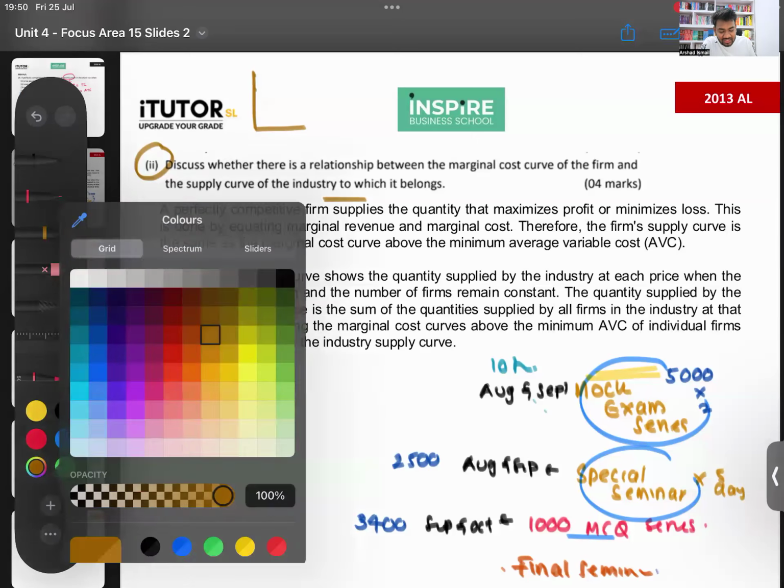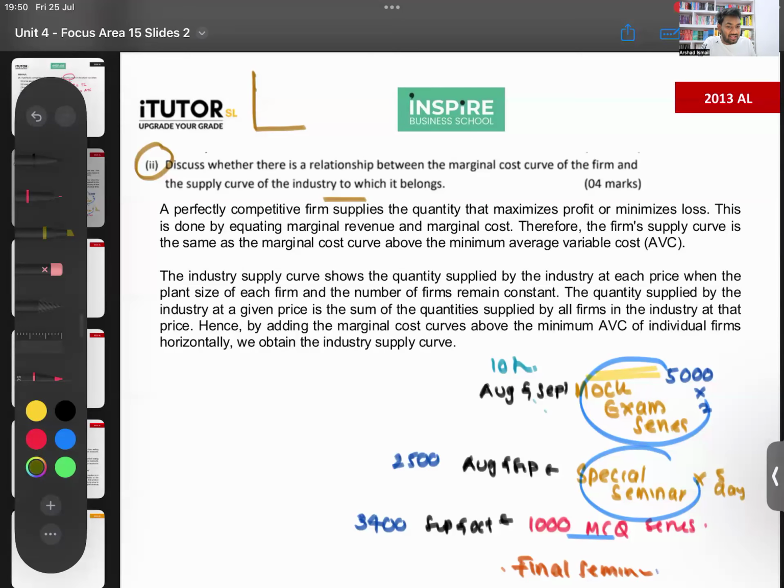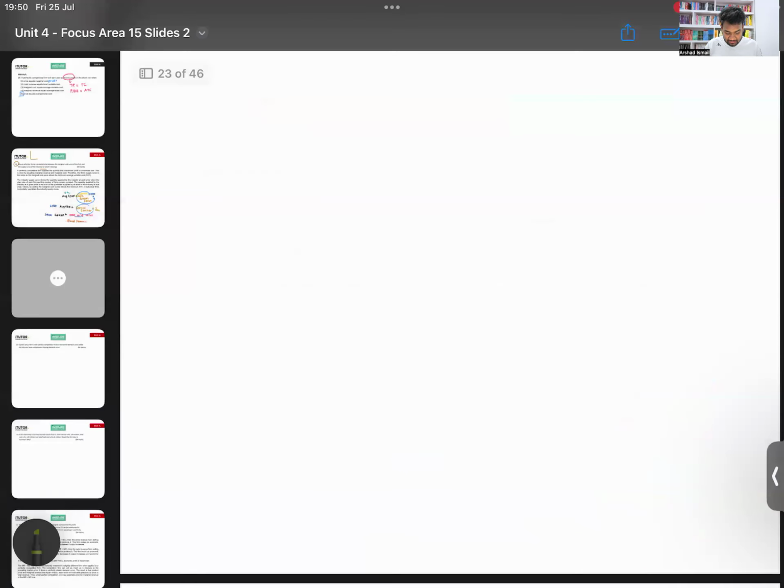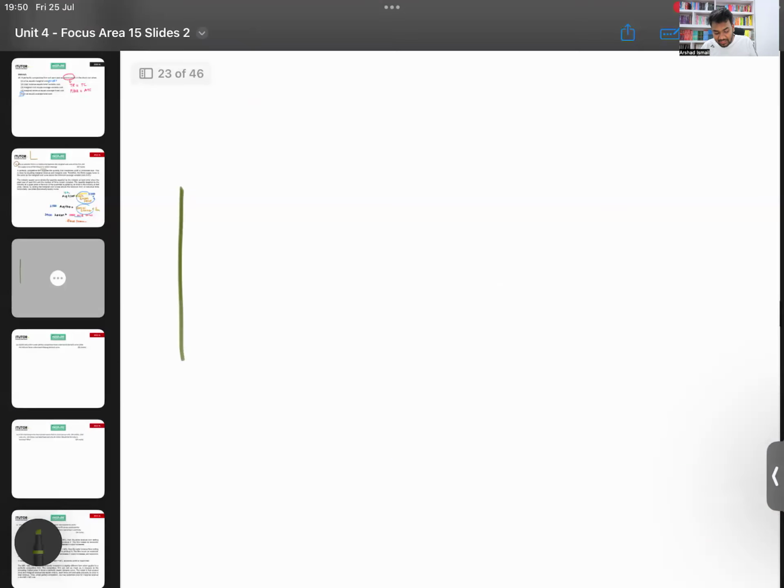So what is the story there? It's the same story. So you say, look at the answer. So you say, look here, the firm supply curve. What is the firm supply curve? The firm supply curve is, I'll draw inside a blank page. So what is the firm supply curve?